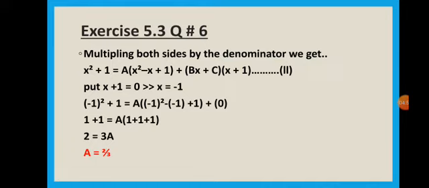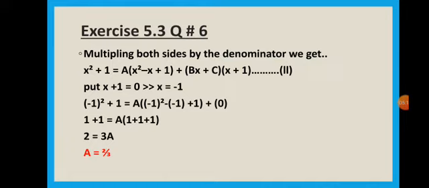So I have put the value of x, that is minus 1, at the place of x in equation number 2, and the second term, which contains x plus 1, will be equal to 0, as we put x plus 1 is equal to 0.